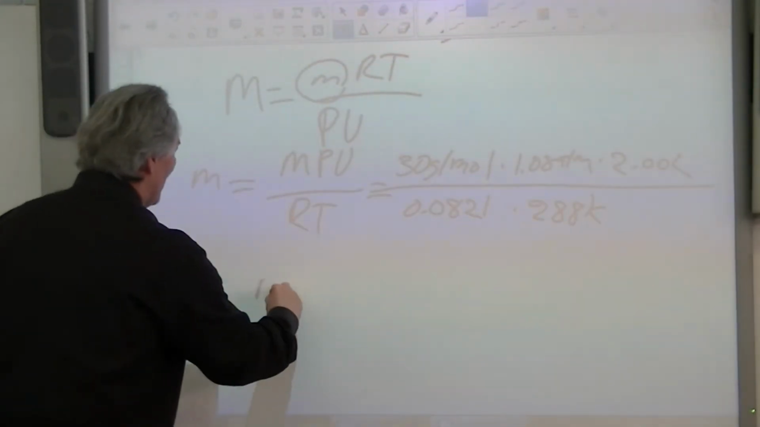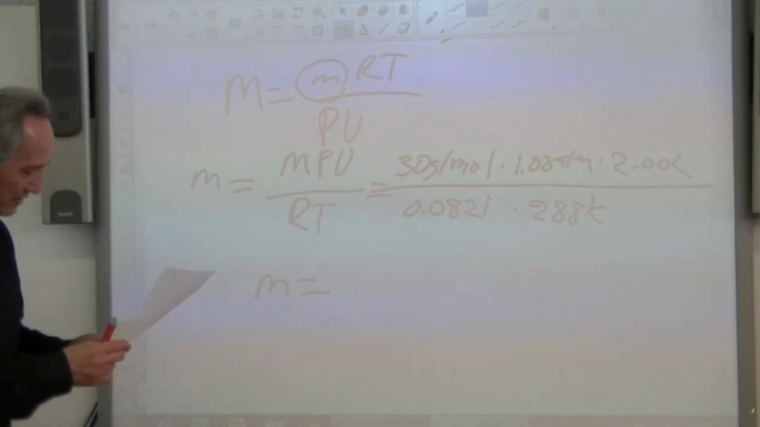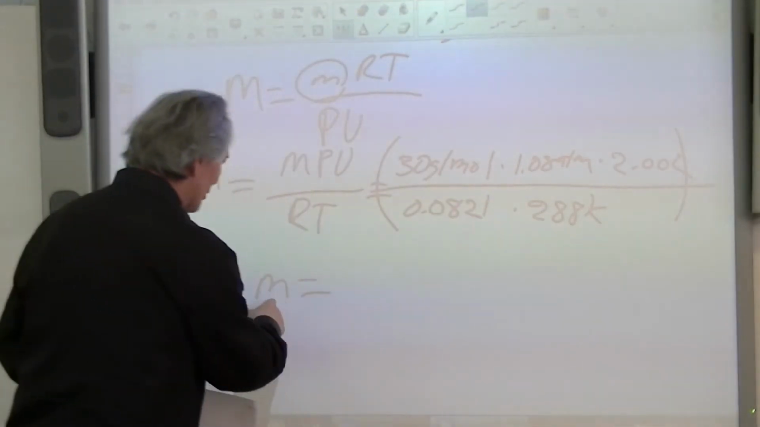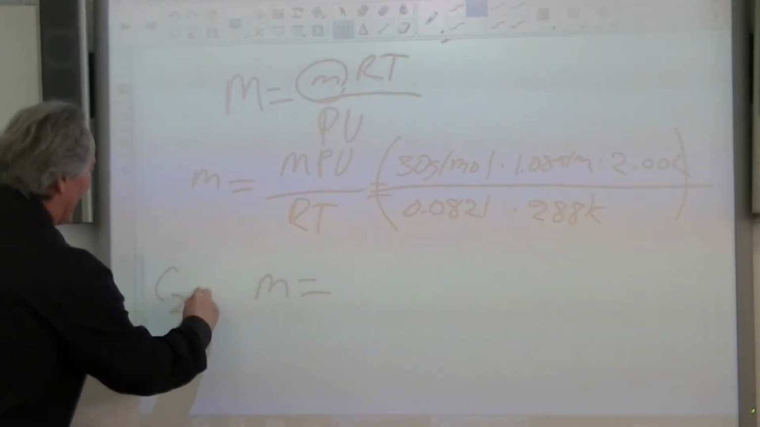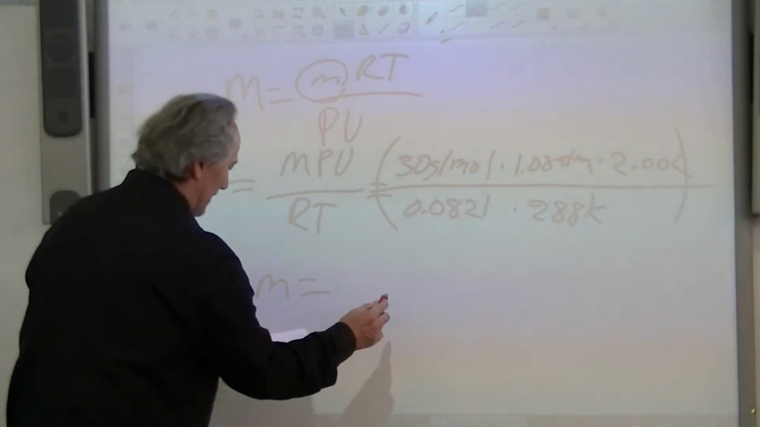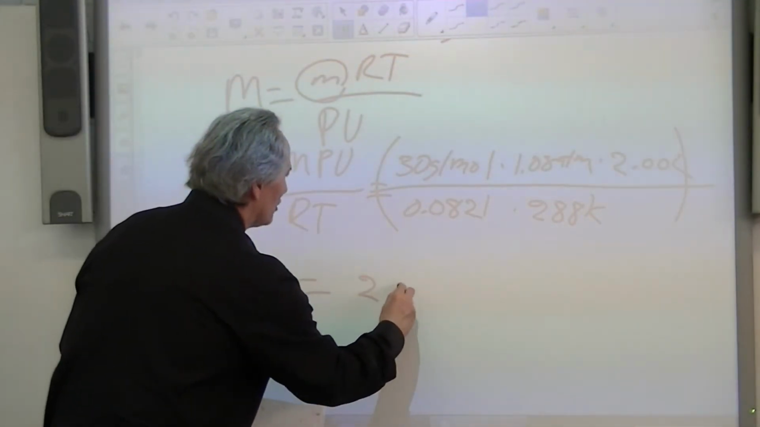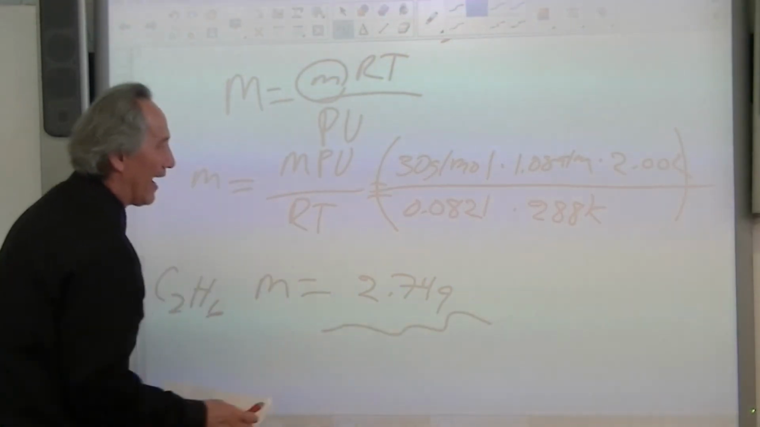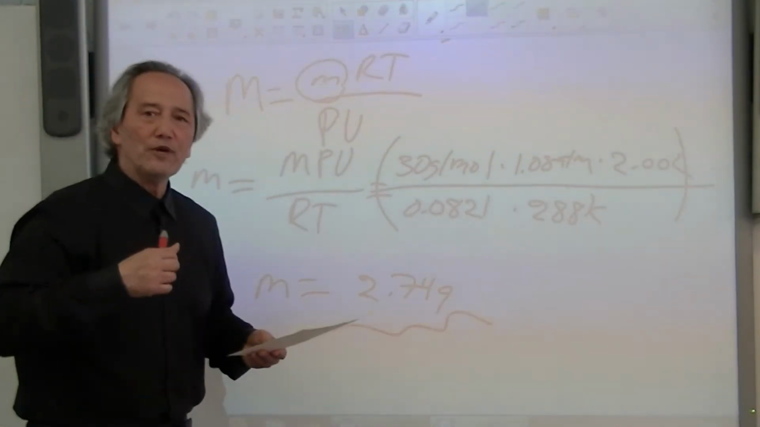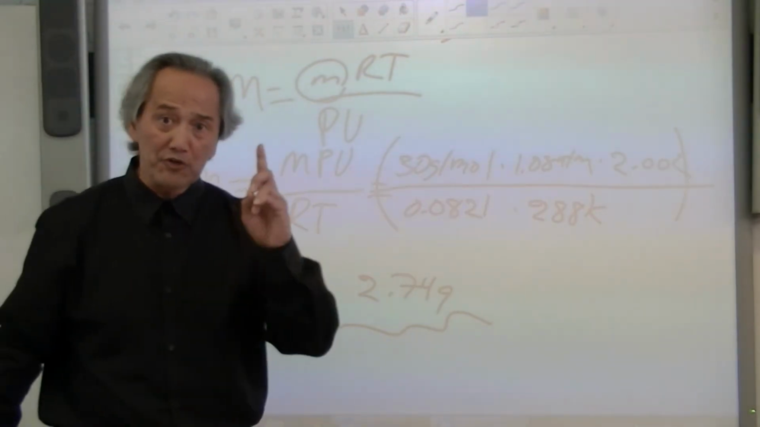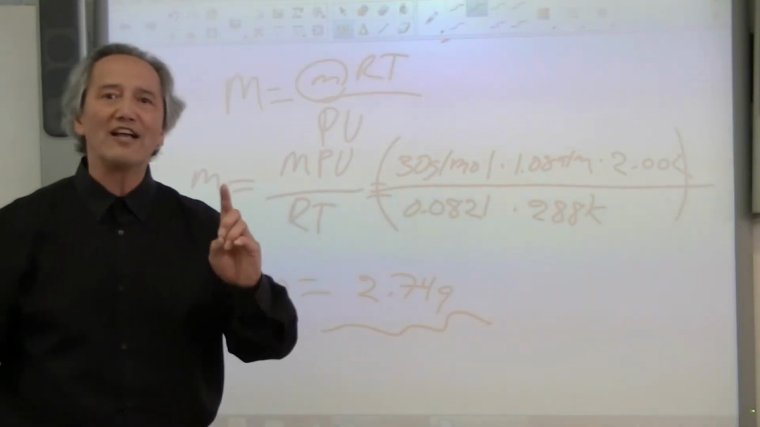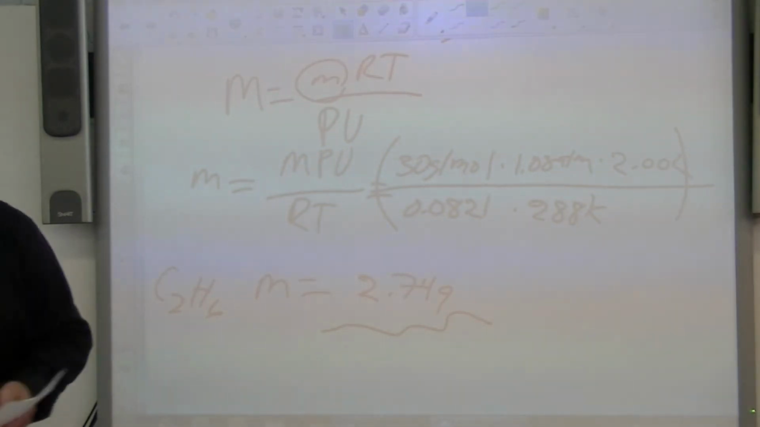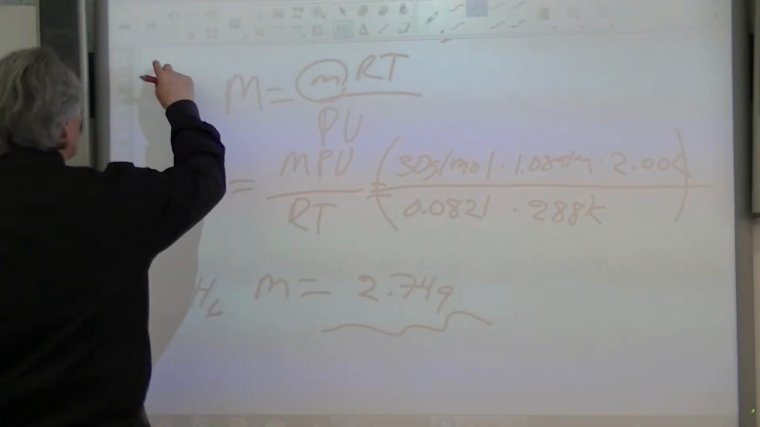Let's plug this in, and once we do the calculation, we get a mass of little m, again of the ethane, equal to approximately 2.74 grams. And this is our answer, utilizing our first derivation in terms of molar mass of the ideal gas law. Okay, all right, let's move ahead. Let's take this one step further.